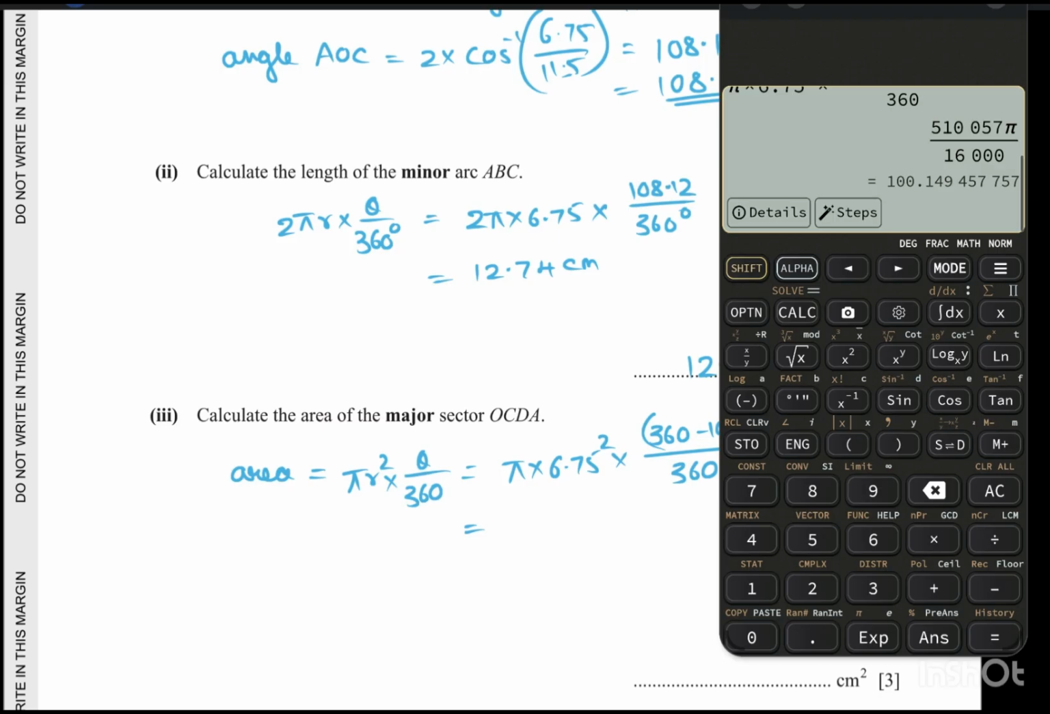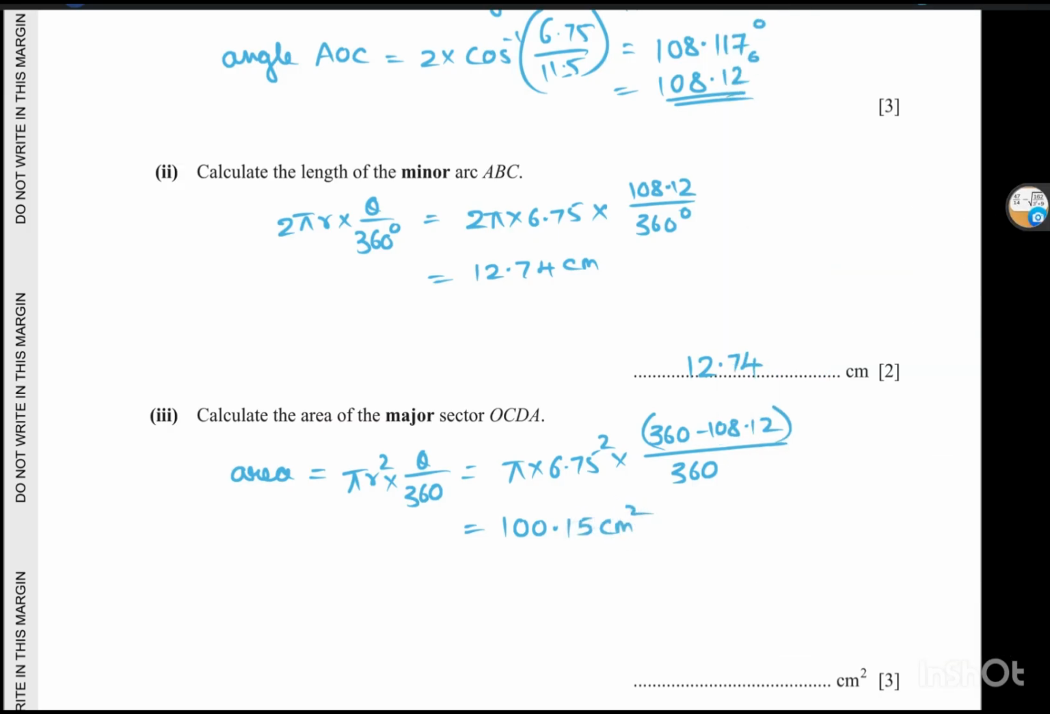So 100.149 can be rounded to 100.15 centimeter square. So the area of the major segment is 100.15 centimeter square.